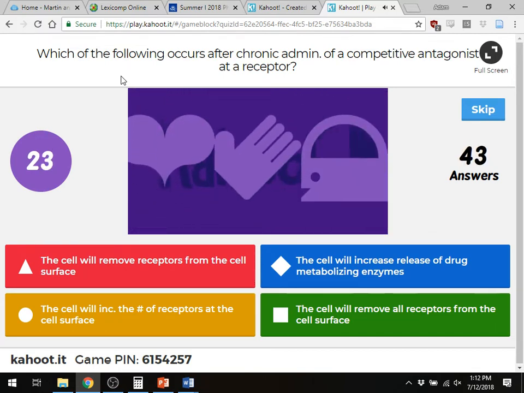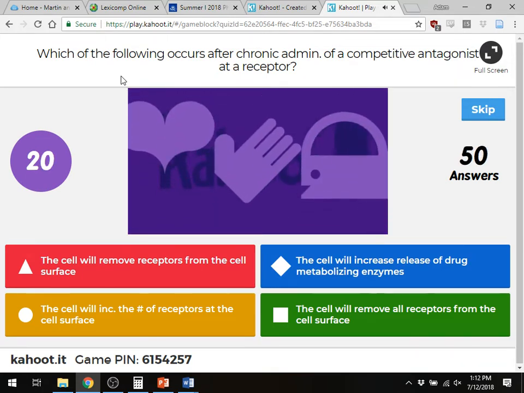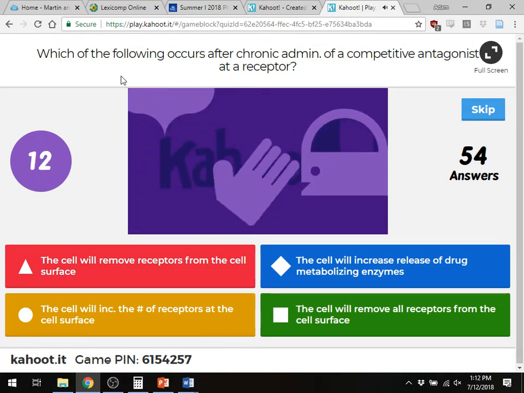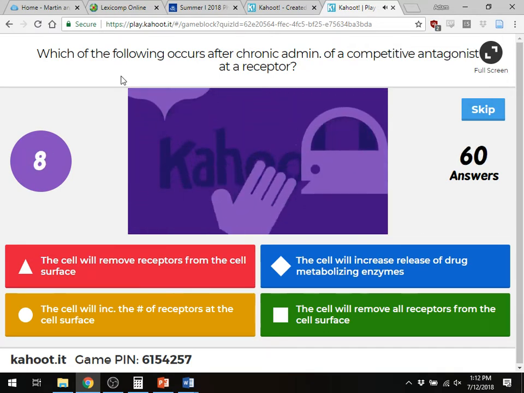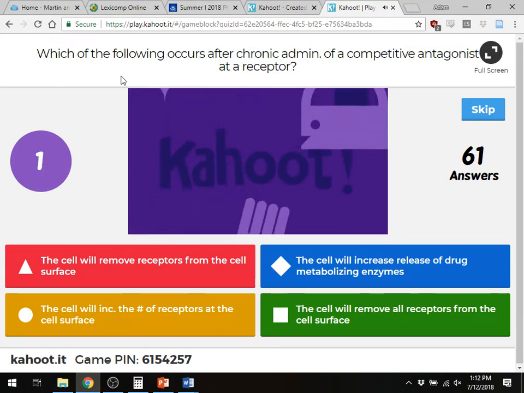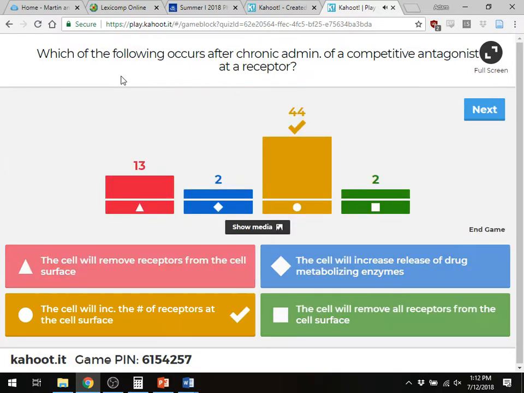All right, so remember when a competitive antagonist binds to that receptor, how much activity does it have? It's an antagonist, so zero activity. It's blocking the receptor. Think of beta blockers blocking the beta receptors so epinephrine can't come and activate it. So do you expect the receptors to upregulate or downregulate? They upregulate, because the cell's detecting, hey, I'm not having enough activity here of these beta receptors. Let's increase the number so it's more available to interact with the endogenous ligand.